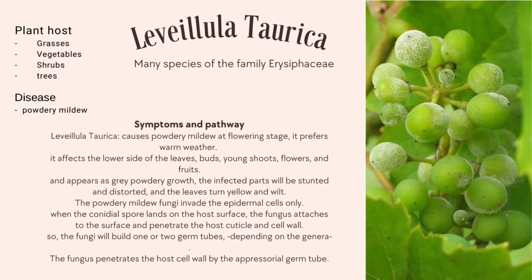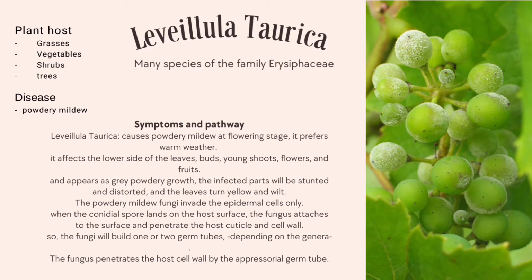Symptoms and pathway. It causes powdery mildew at flowering stage. However, it prefers warm weather. It affects the lower side of the leaves, buds, young shoots, flowers, and fruits. It appears as a gray powdery growth. The infected part will be stunted and disordered, and the leaves turn yellow and wilt.